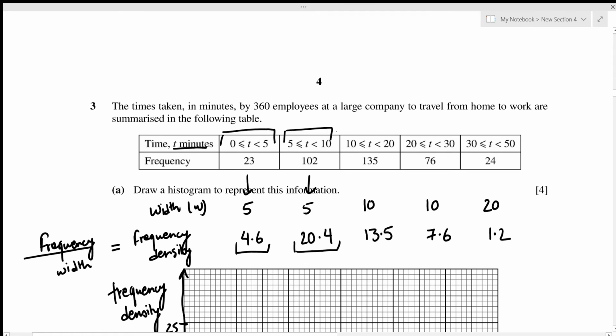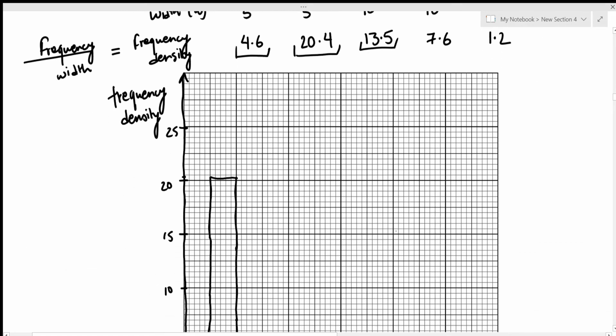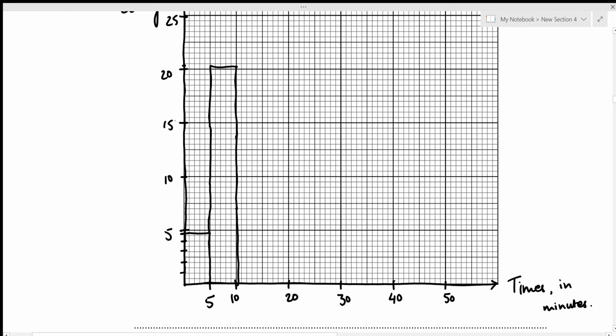All right, for the third one, the range is 10 to 20, and we have the frequency density to be 13.5. So, okay, 15 is right here, which means that this is 14, this is 13, and we have 13.5 to be right here. And we have the range from 10 to 20. So that's going to be it.